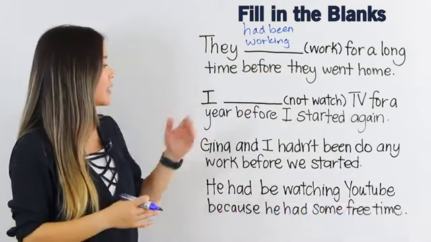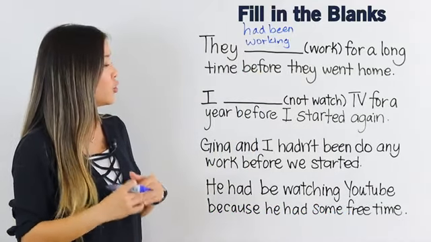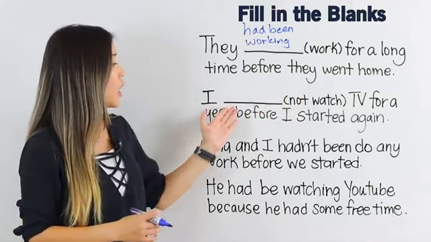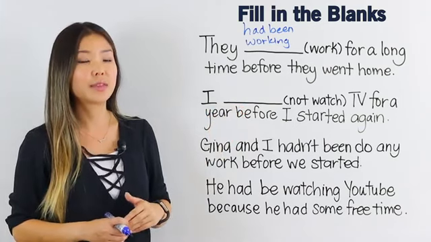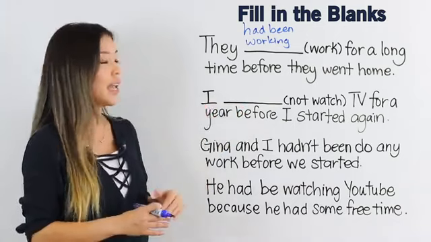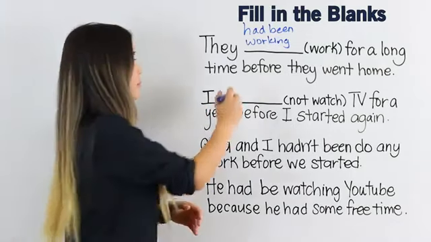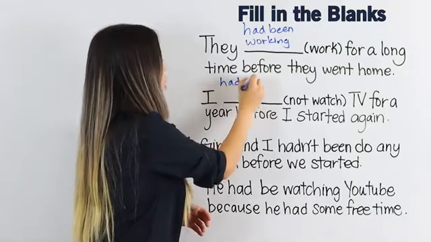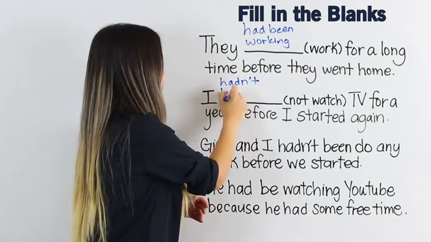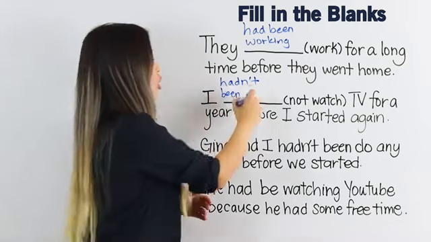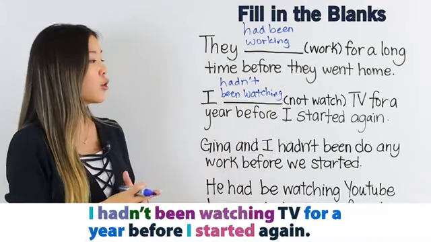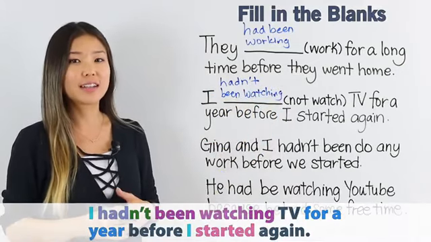Now, take a look at the second sentence. I want you to use the negative. I blink TV for a year before I started again. Remember, the negative form for this tense starts with the subject and then had not been, or I can use the contraction hadn't. I hadn't been, and then again, verb ing. I hadn't been watching TV for a year before I started again.